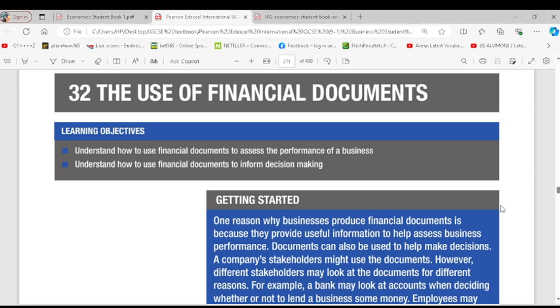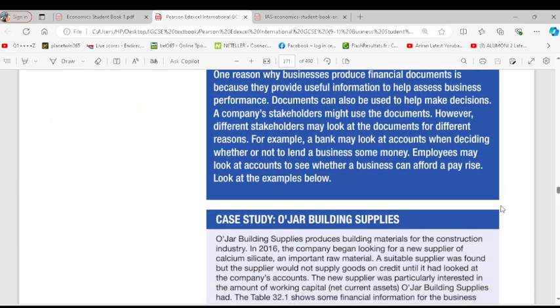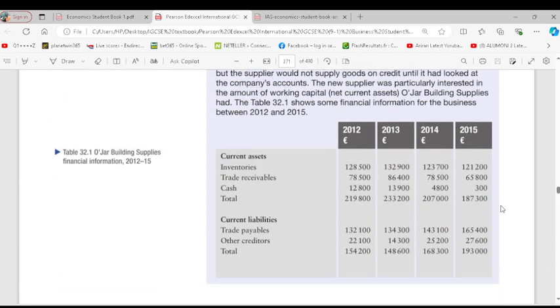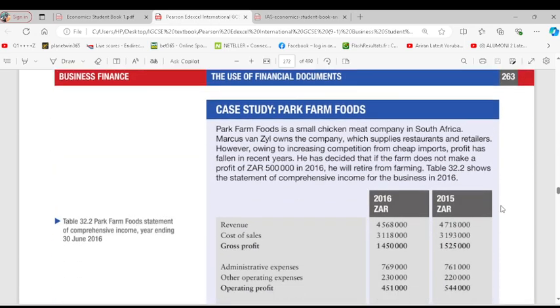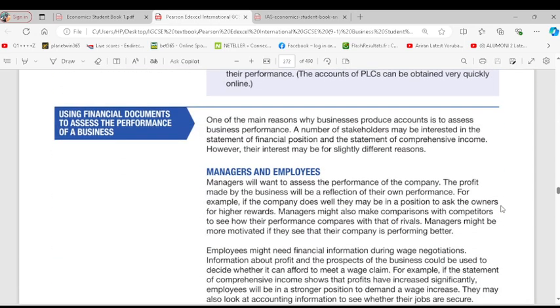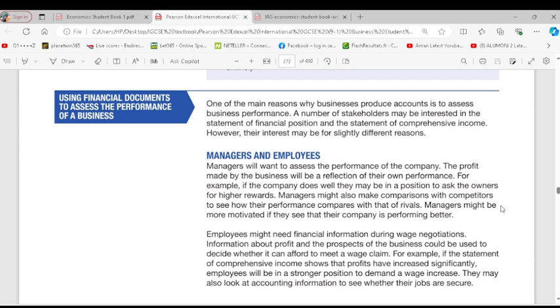Chapter 32, the use of financial documents. When talking about financial documents, we're talking about business documents. Okay, so just scroll down. Using financial documents to assess the performance of a business.